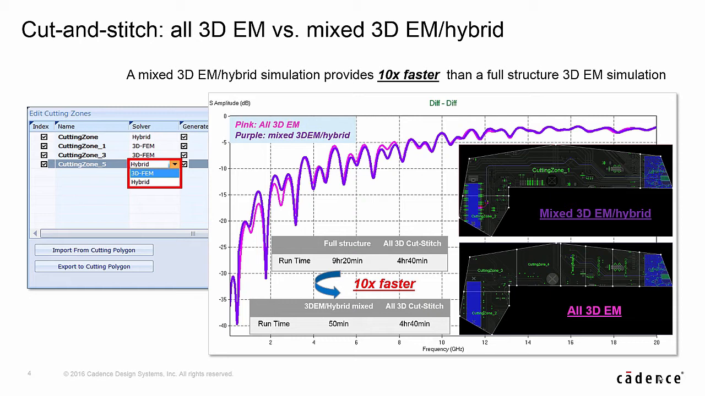When we apply the hybrid solver to the 4 uniform routing areas, the computation time reduces to less than 1 hour. That's an order of magnitude reduction in simulation time to achieve the same level of accuracy as a 3D EM simulation of the full design. And the only insight required was to recognize the hybrid solver can be applied to uniform routing regions. We simply select the relevant solver for each zone prior to simulation.